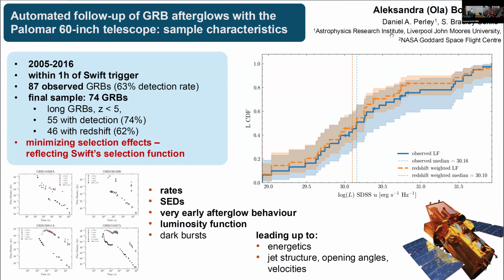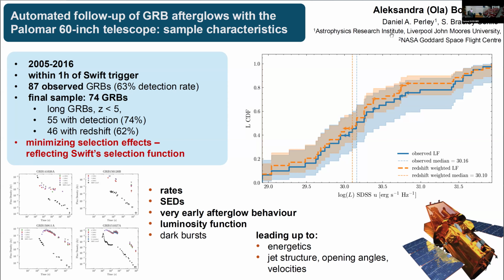Hi, everybody. I'm Aleksandra Bochenek, or Ola. I'm a third-year PhD student at the Liverpool John Moores University. My supervisor is Dan Perley, and I work on the automated follow-up sample of Swift GRB afterglows with the Palomar 60-inch telescope. So the sample consists of bursts followed up within 1 hour of the Swift trigger. The full data is 87 bursts. The final sample is 74 after some data quality cuts. And because it's an automated follow-up sample, it minimizes human selection bias, so we can reflect the Swift selection function.